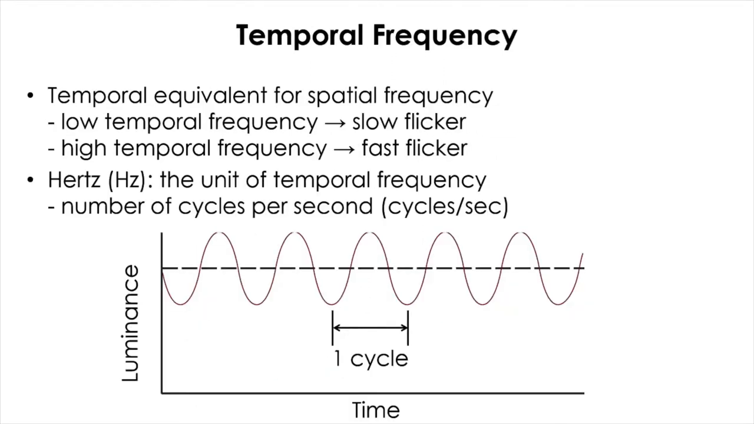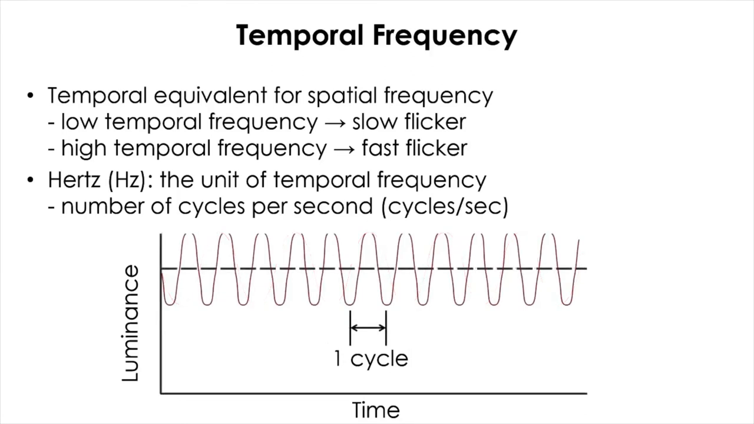Now, just as it is possible to vary the frequency of a spatial grating, it is also possible to vary the frequency of a temporal sinusoid. A low temporal frequency stimulus is seen as flickering at a low rate, whereas a higher temporal frequency stimulus flickers at a higher rate. Here is an example of a temporal sinusoid modulated at a relatively low temporal frequency, and this is an example modulated at a relatively higher temporal frequency. We can see that there are more cycles per unit time with high temporal frequency. The unit of temporal frequency is Hertz, named after German physicist Heinrich Hertz, and it expresses how many flicker cycles are contained in a second.